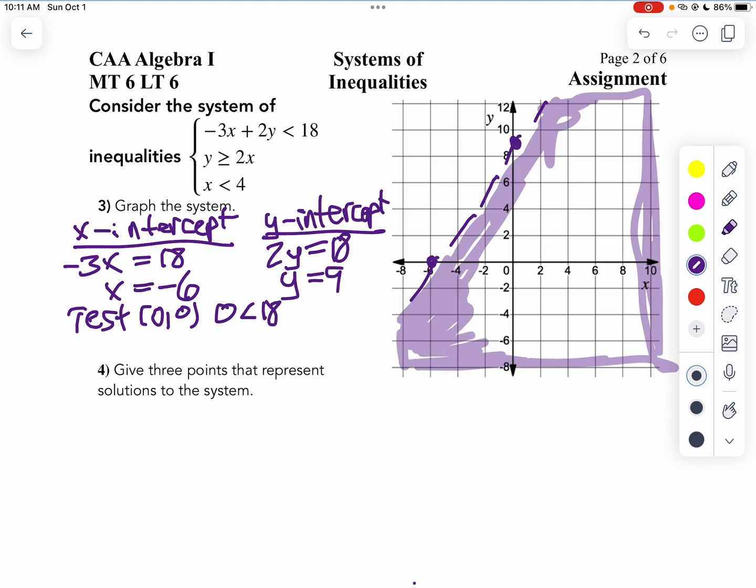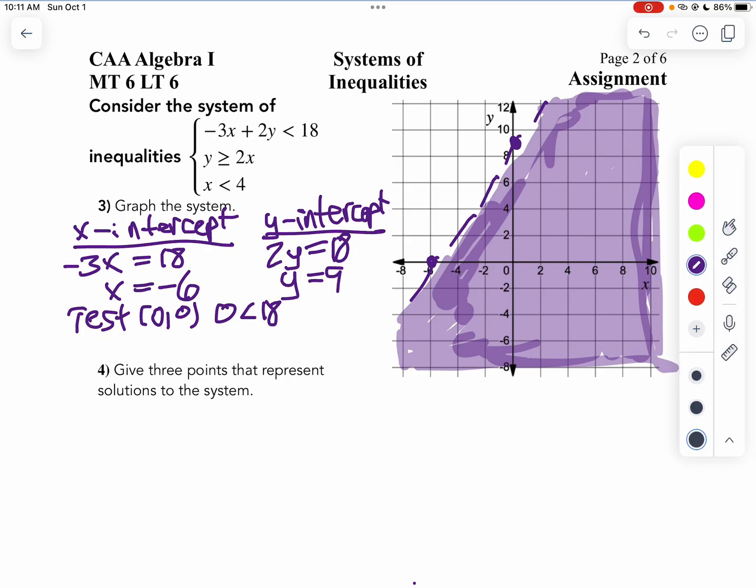And let's see if I can make this a tad bit bigger to shade it in. There we go. So all these are solutions to my first line. Now let's do our second line. Our second line is in slope-intercept form, isn't it? So we don't have to do a bunch of other work on this one.